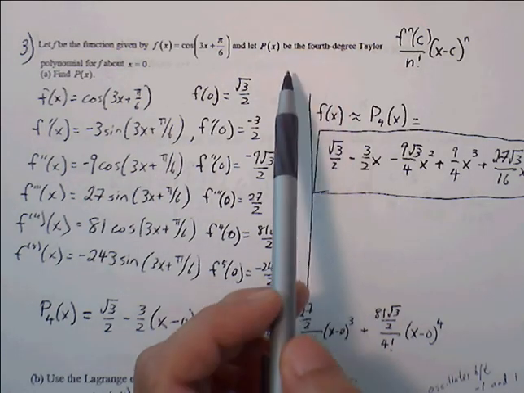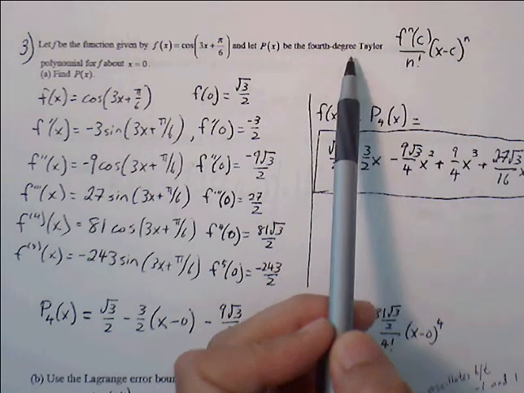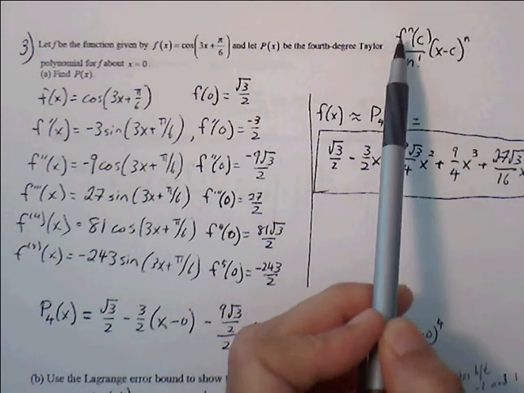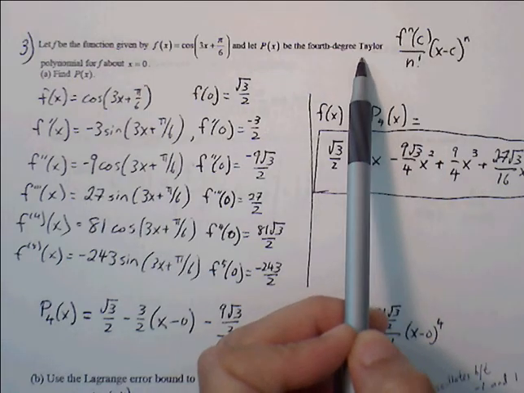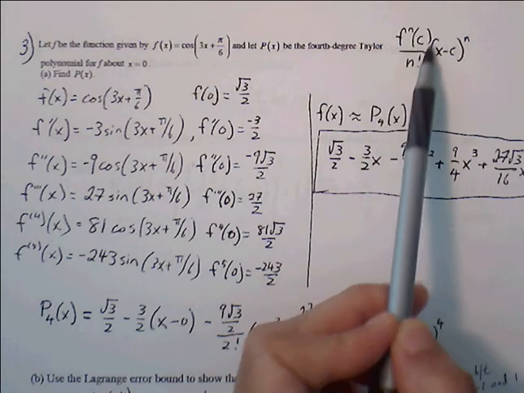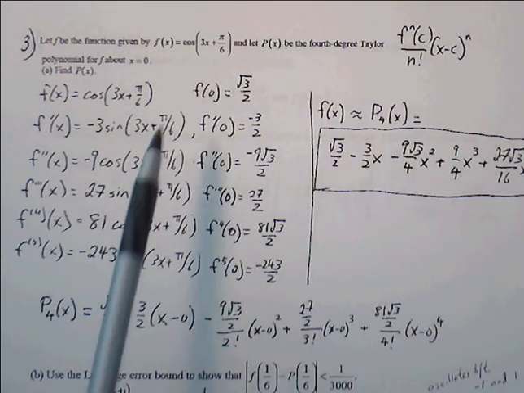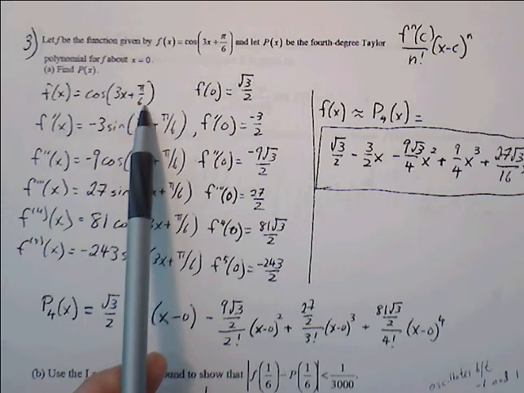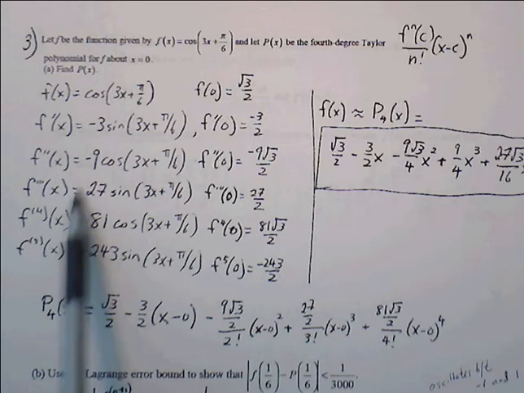So we want to find the fourth degree Taylor polynomial approximation, or the polynomial approximation. We want to be able to build this polynomial using a Taylor rule. So what we're going to do is find our way all the way down to the fourth derivative, which will take care of this portion of each of the terms. We're starting off with f of x equals cosine of 3x plus pi over 6. Let's find each of the derivatives all the way down to the fourth derivative.